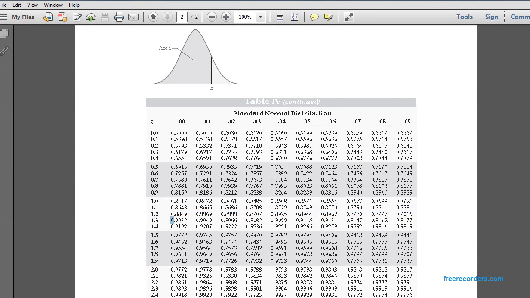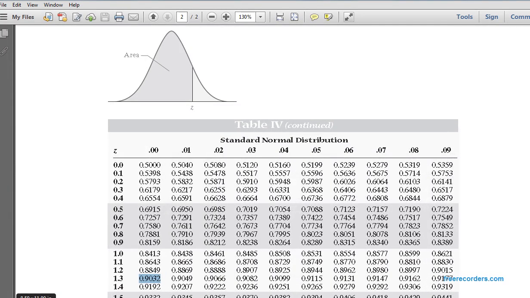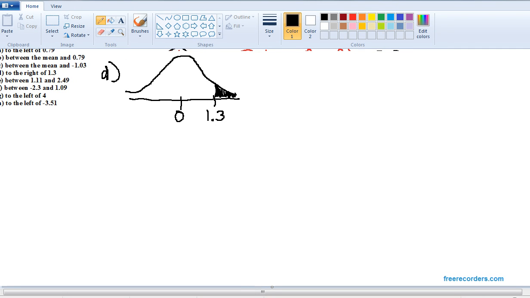So we go to the 1.3 row, and then we find the value that is under the 0.00 column, and that's 0.9032. Now that 0.9032 is everything to the left of the number we looked up. The table always gives you the area to the left of the number you look up.